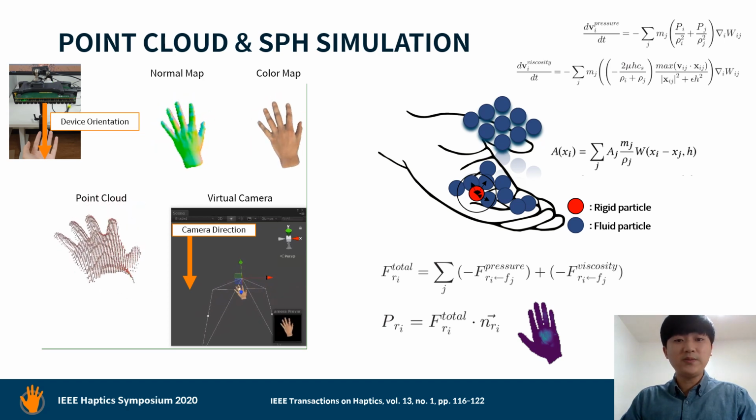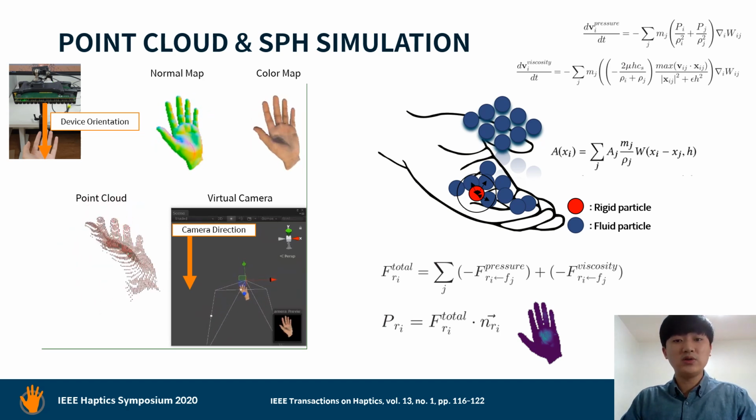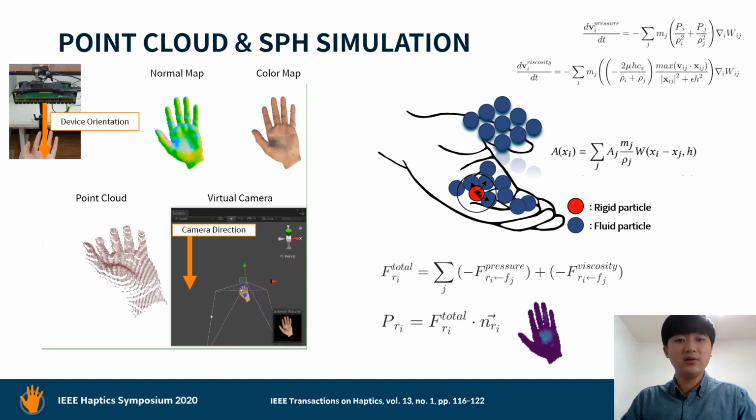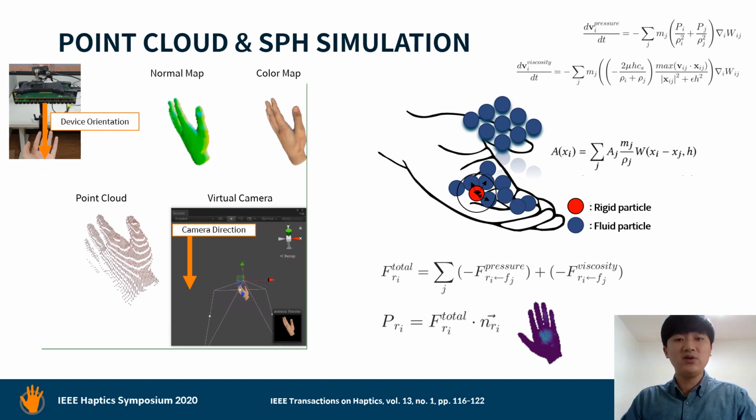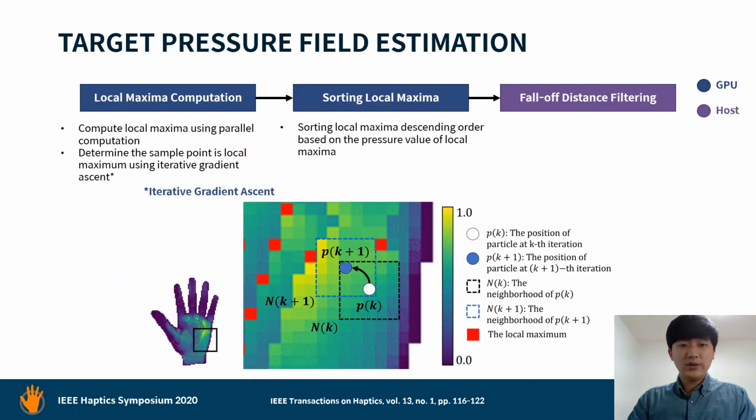Moreover, each rigid particle has a wall-space normal, so that we formulate the pressure field using the applied force by the fluid particles. Our tactile rendering method generates a set of focal points to estimate the simulated pressure field. The estimation procedure has 3 steps.